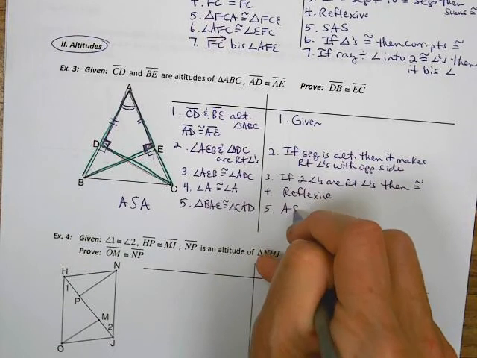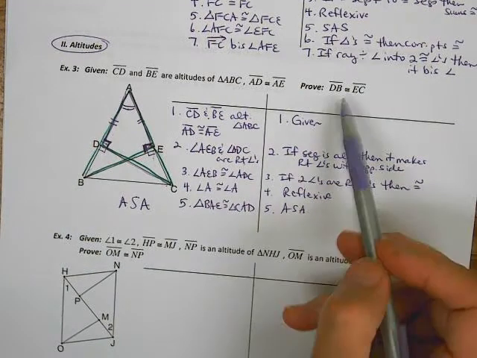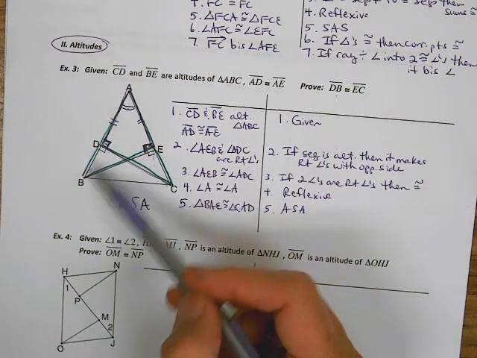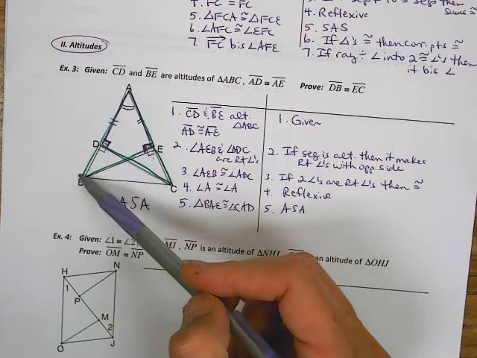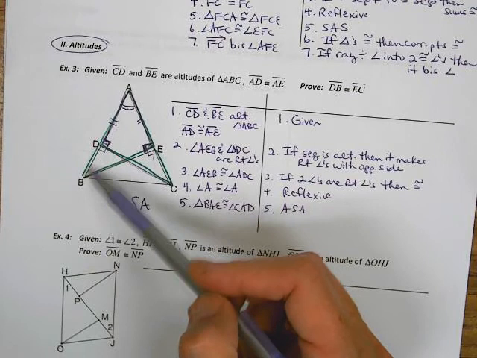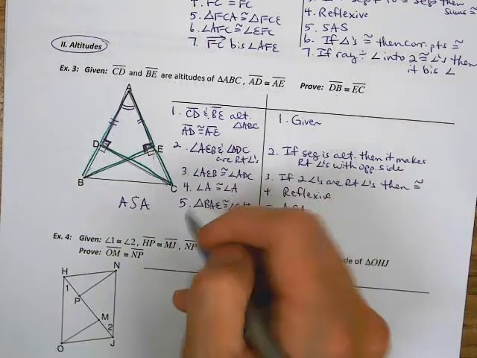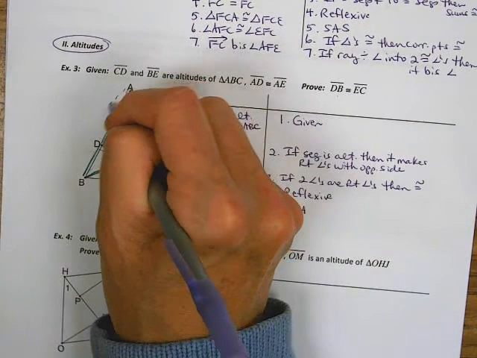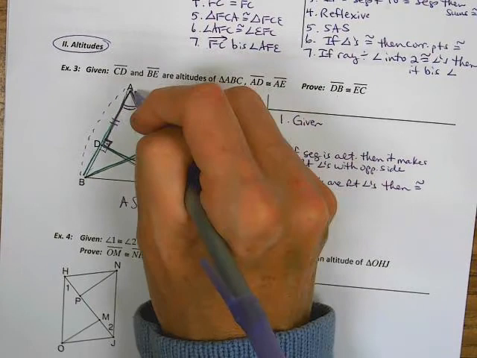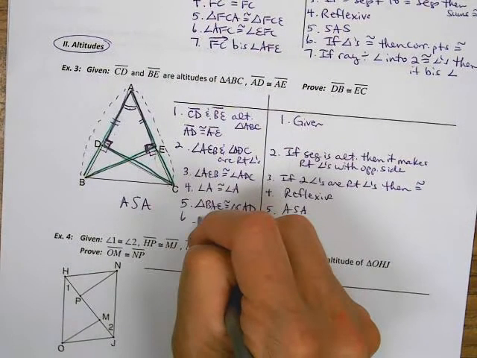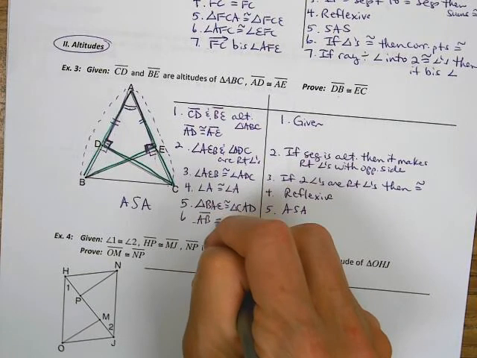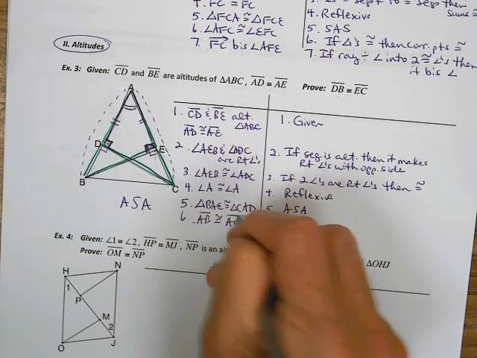That's by angle, side, angle. And then I realize I can't get DB. That's not a corresponding part. It's a piece of this side, but it's not an actual side itself, nor is EC. So I'm going to go after this whole side, and I hope you see where I'm heading, and this whole side by corresponding parts. So think for a minute, why am I choosing AB and AC?